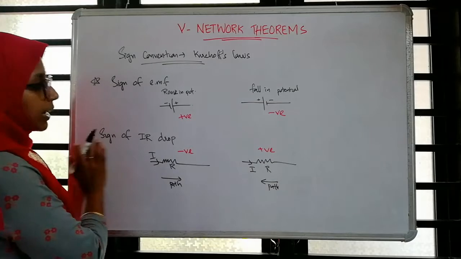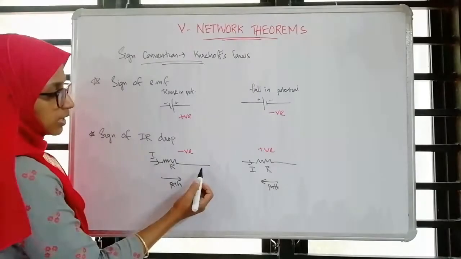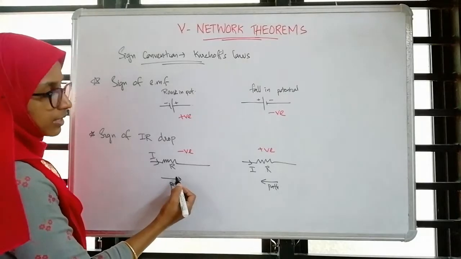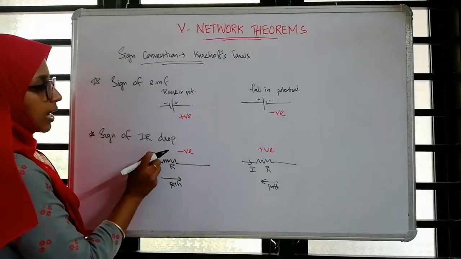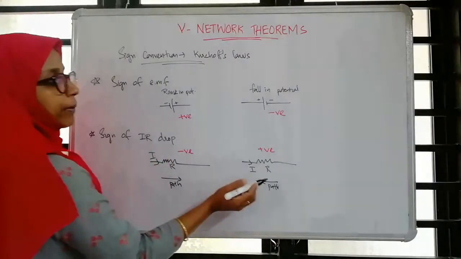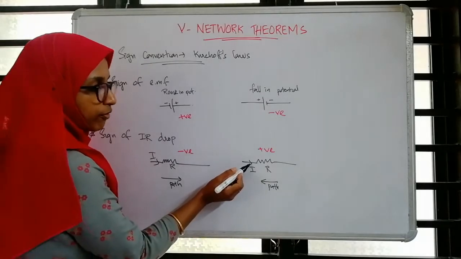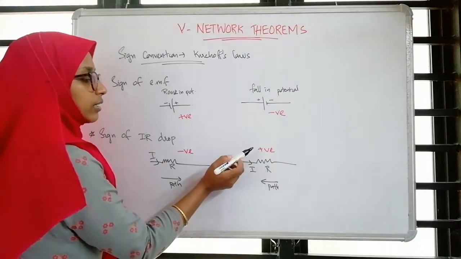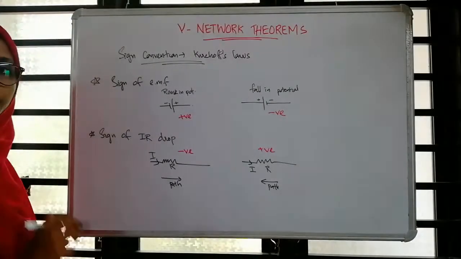In the case of IR drop, here is a resistor and a current is passing through it. If the path we are considering through the loop is the same as that of the current flow, the sign of the voltage drop across that resistor is negative. If the path we are considering in that loop is opposite to the current flow in that network, the sign of the voltage drop is considered positive.